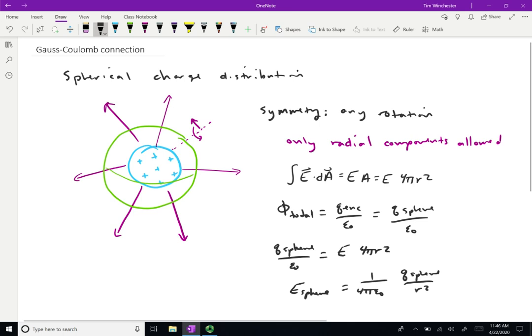Now, one kind of interesting thing to notice is I chose a sphere for the Gaussian surface, but that's not the only possible choice. So I suggest that you pause the video for a minute and try to come up with other surfaces that you could use that meet the conditions, where we have some part of the surface parallel to the electric field and some part perpendicular to the electric field. So go ahead and pause it and think about that for a moment.